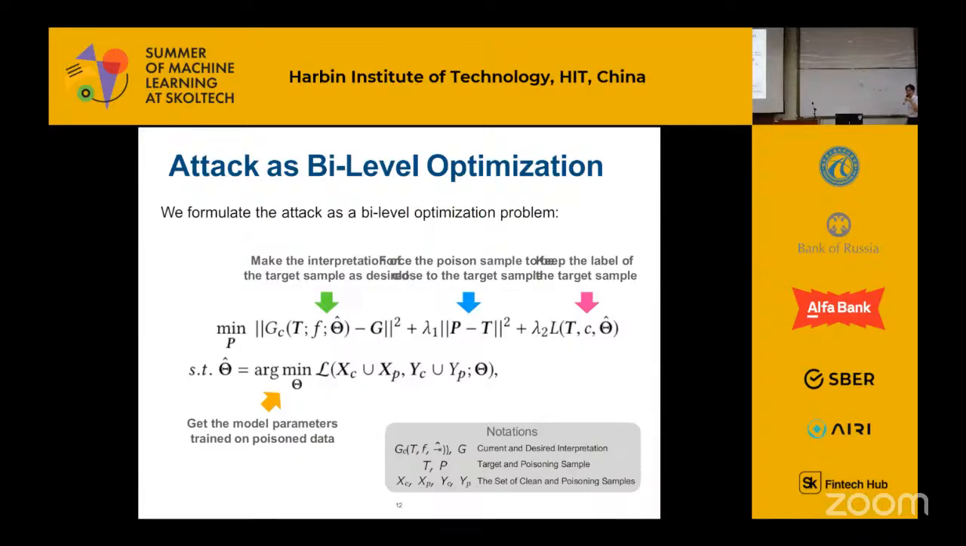right? Otherwise the injected samples cannot project their influence on the target sample. So we have the second term right here, which is p minus t. Right? So this thing makes all the poisoning samples close to the target sample. And for the third thing, it is right here.